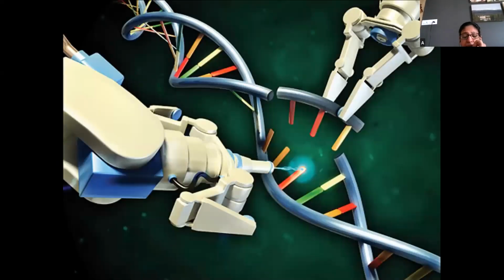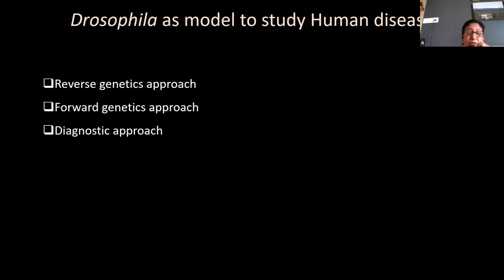So combining these two things, there are three approaches that people take for modeling human disease in Drosophila. The first one is the reverse genetic approach. Then the second is the forward genetic approach. And then a new one that people are now using is the diagnostic approach.